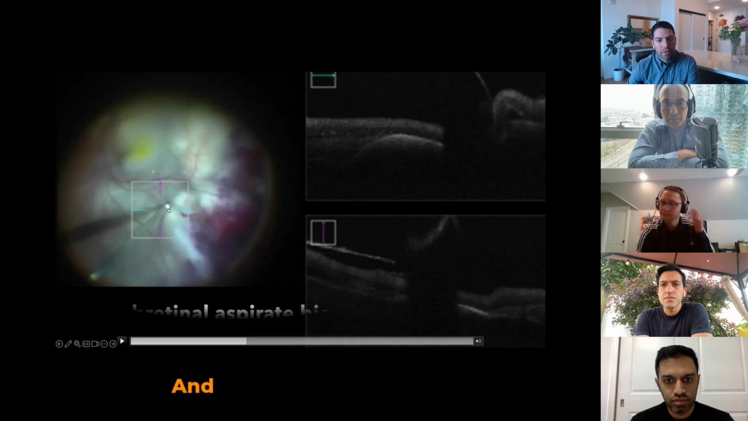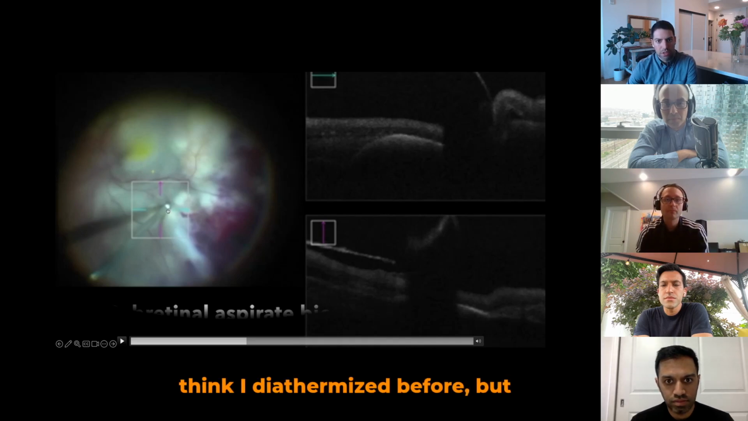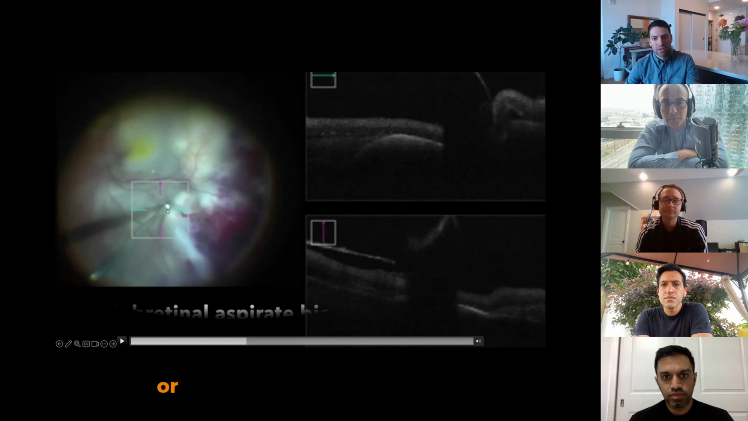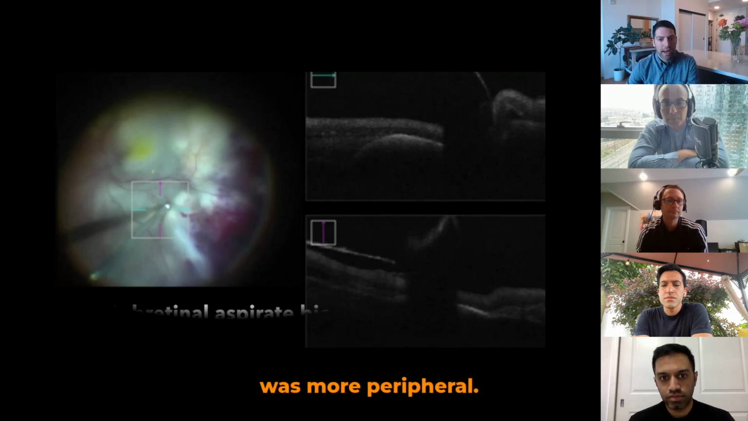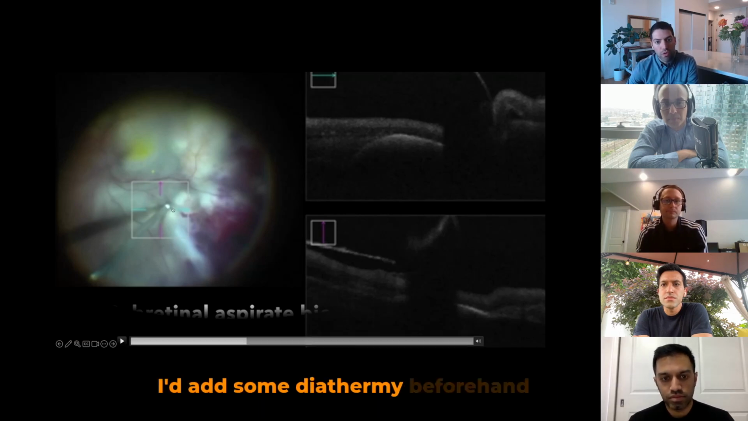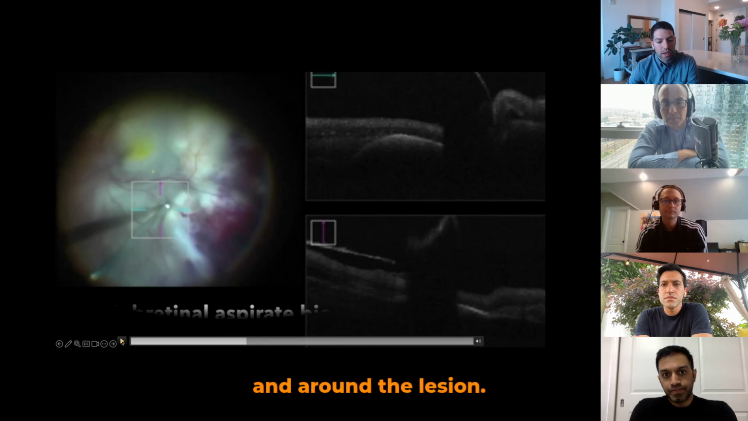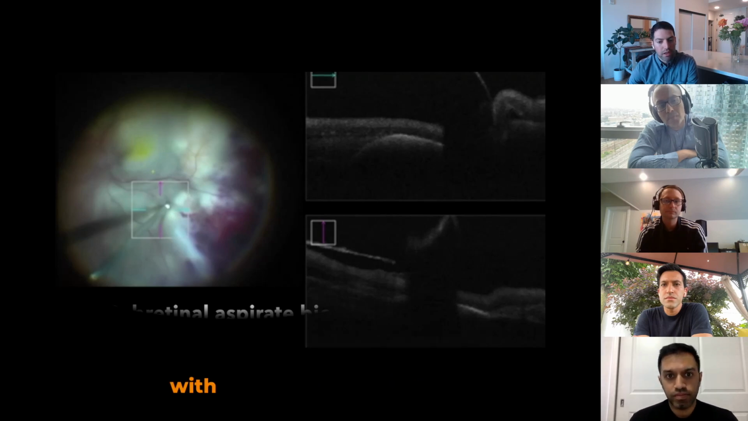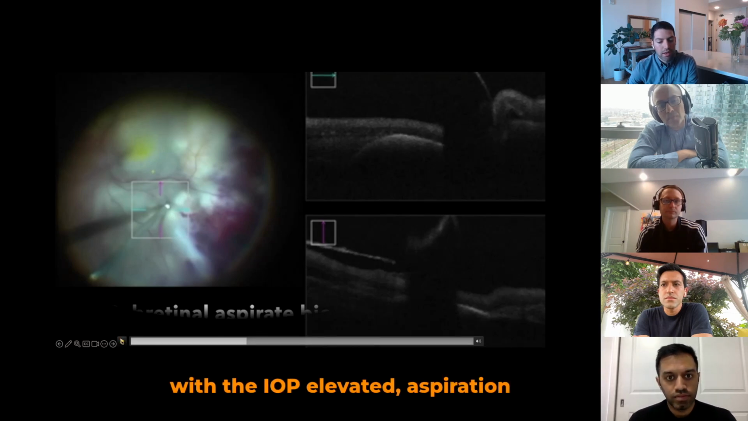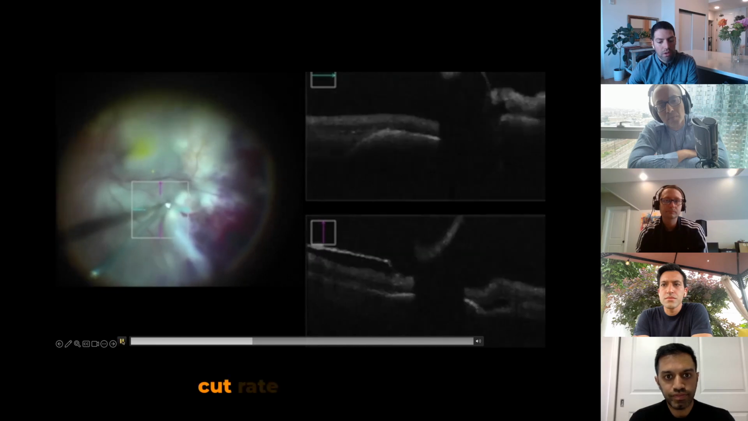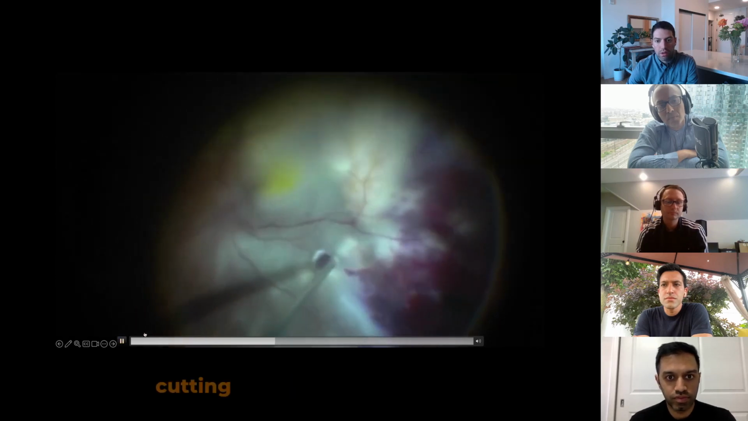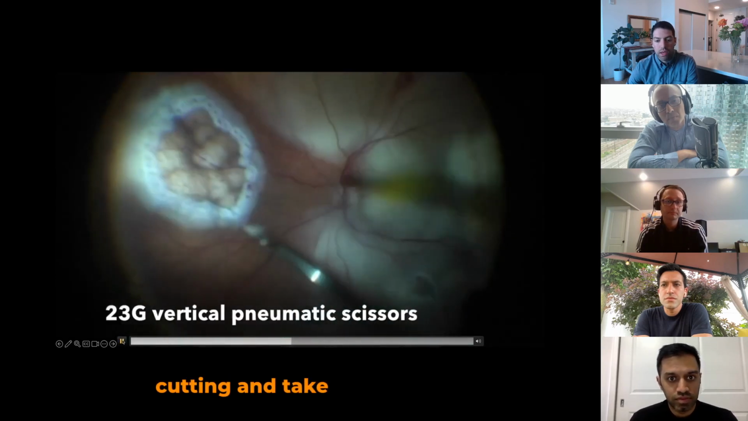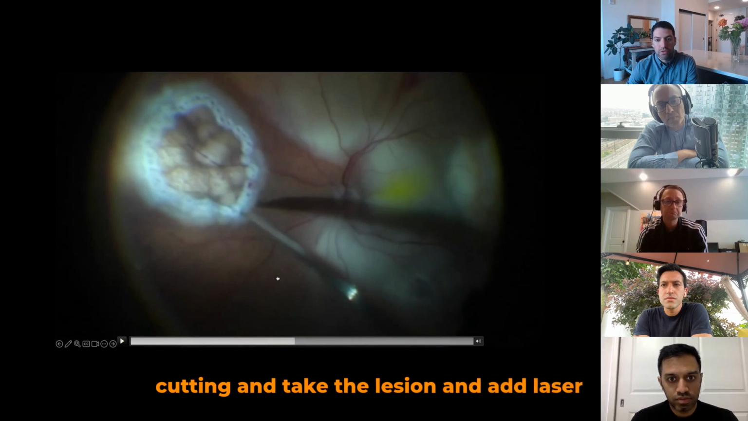And this area was so avascular, I don't think I diathermized before, but let's say it was a lesion like at the beginning or maybe Ananth's lesion in part 1 that was more peripheral. I'd add some diathermy beforehand over and around the lesion. And then with the IOP elevated, aspiration high, cut rate low, go right in and start cutting and take the lesion, and add laser around it if you can.